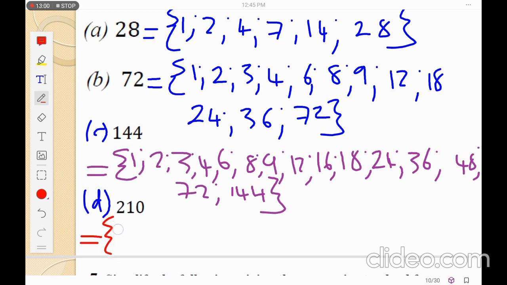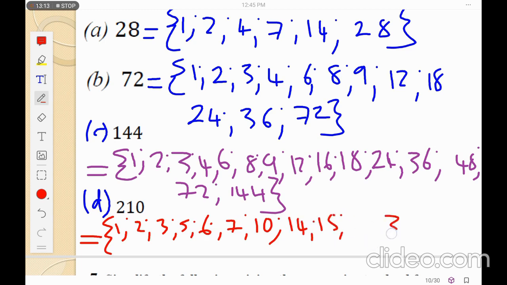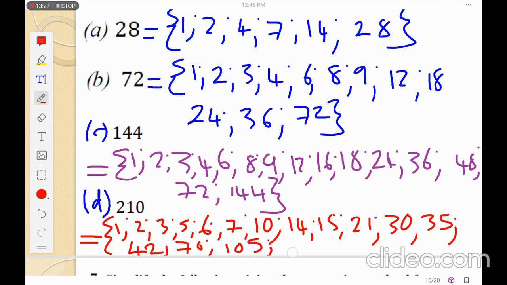They are going to be many. 1, 2, 3, 5, 6, 7, 10, 14, 15, 21, 30, 35. Okay, 35. I also have 42, 70, 105, and lastly 210. So these are the factors for 210 there. Okay, this was a tricky question, and the marks were so little there. But you are going to do a lot of work.